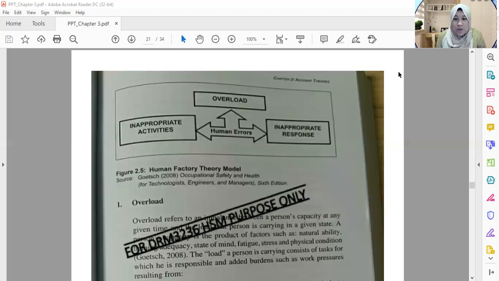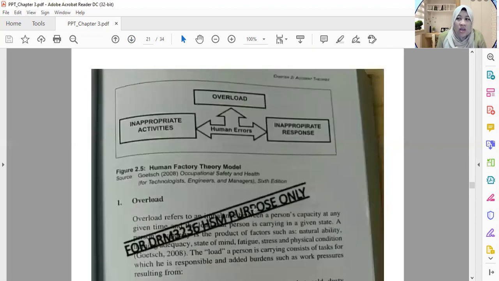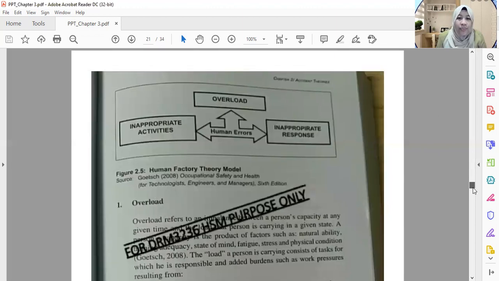Okay, without further ado, I will continue because the last class we stopped at slide 20. And I will go for this, which is page 21, whereby we go with what are the factors of human errors.